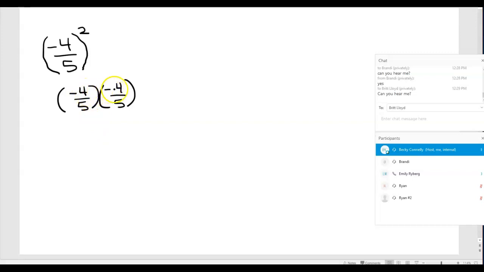So negative 4 times negative 4 is positive 16. And then 5 times 5 is 25. So just watch your positive and negative signs carefully. And I'd say you have plenty of time on this test to complete it, so I hope you don't feel rushed, because usually when you feel rushed, that's when mistakes start happening.